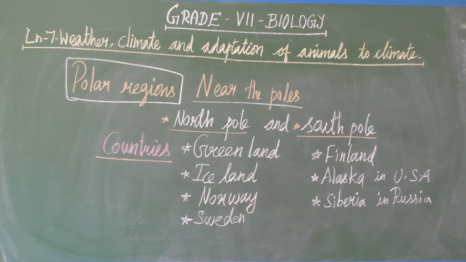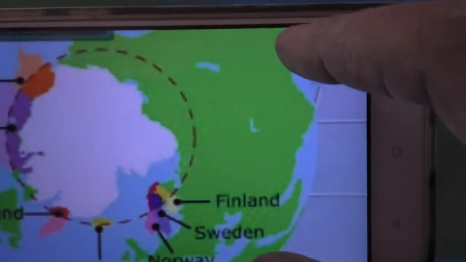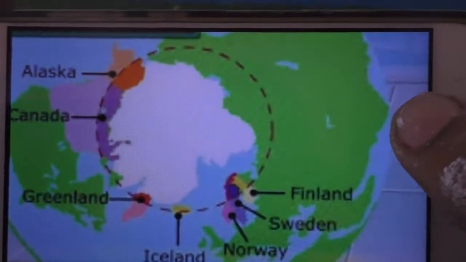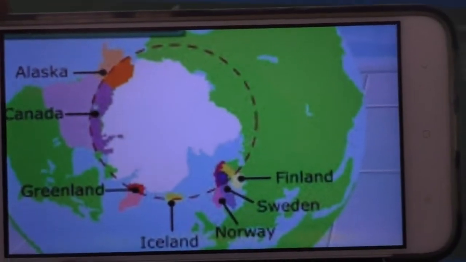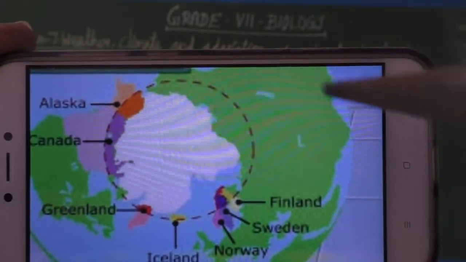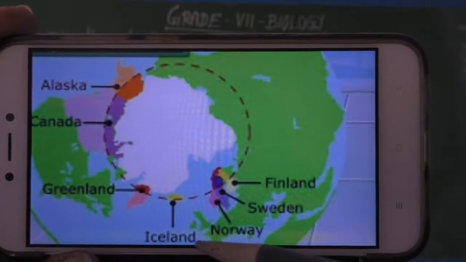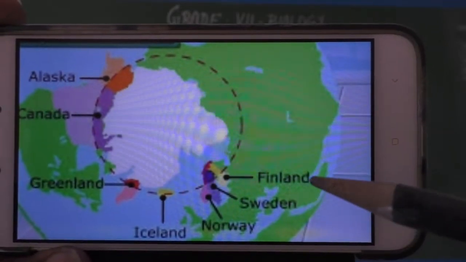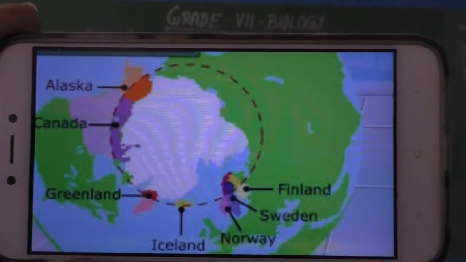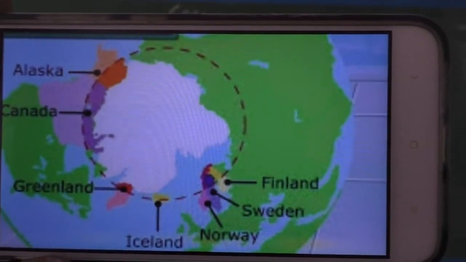See, I will show that in the picture also. What are the countries in the polar region? Look here, Alaska, then look here, this is the upper view, மேல இருந்து view. Then Canada, Greenland, Iceland, Norway, Sweden, Finland, isn't it? Polar region countries.